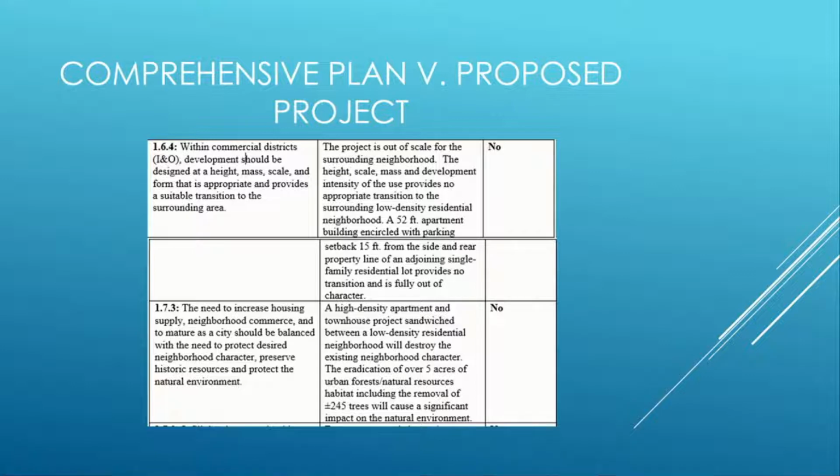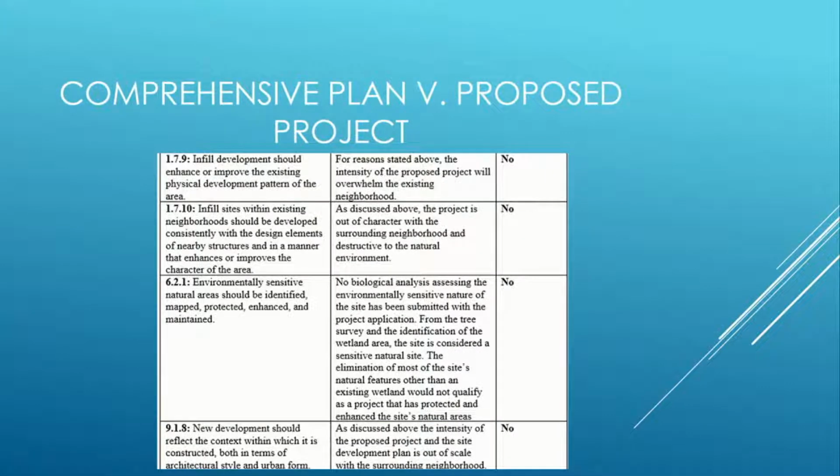Next, need to increase housing supply, neighborhood commerce, and to mature as a city should be balanced with the need to protect desired neighborhood character, preserve historic resources, protect the natural environment. There's no consistency with that part of the comprehensive plan with what is being proposed here. Not at all, nor has the applicant even attempted to present any evidence about that.